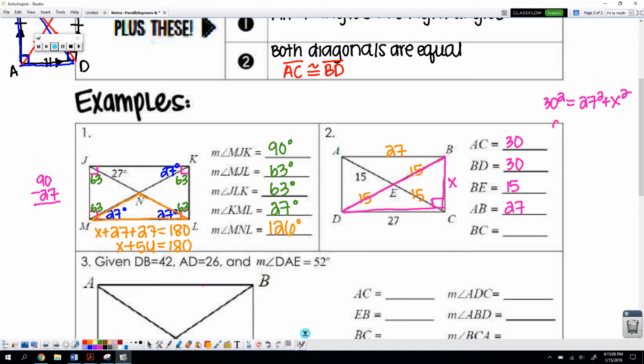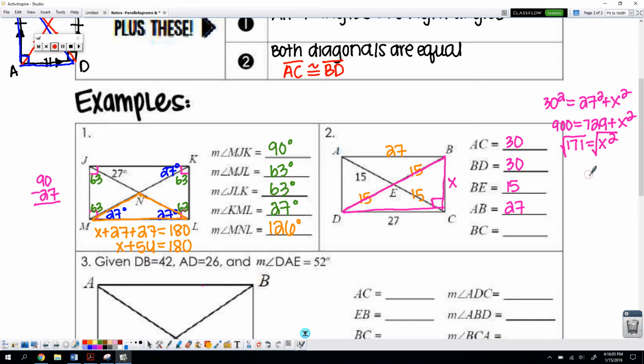So 30 squared is 900. 27 squared is 729. And then we have plus x squared. Now let me double check that. Alright, and now we're going to subtract. So we get 171 equals x squared. And then we're going to do square root.